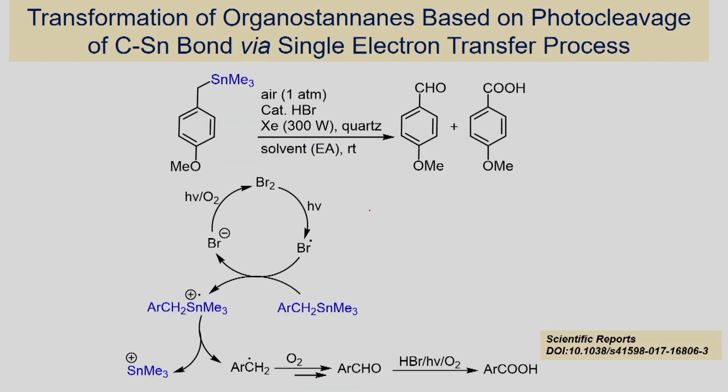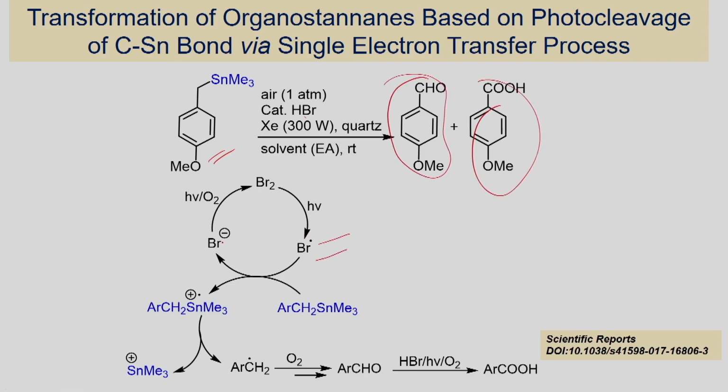Here is another example, the photochemical cleavage of the carbon tin bond via a single electron transfer process. When you react this substrate with HBr under irradiation, it can be oxidized into aldehyde and carboxylic acid, and the mechanism is shown.